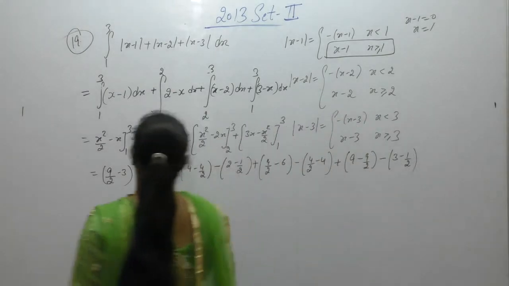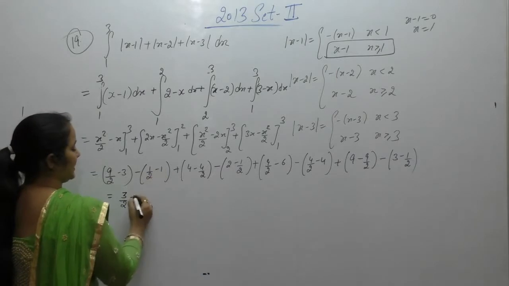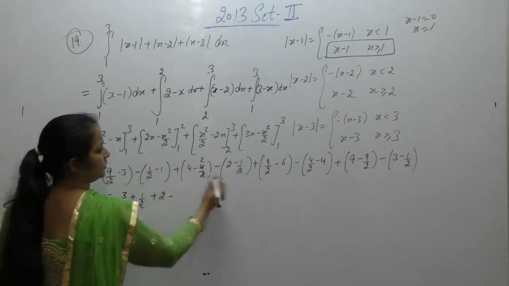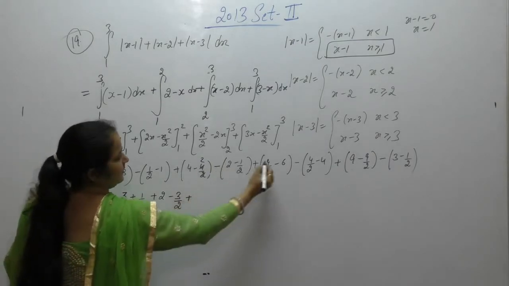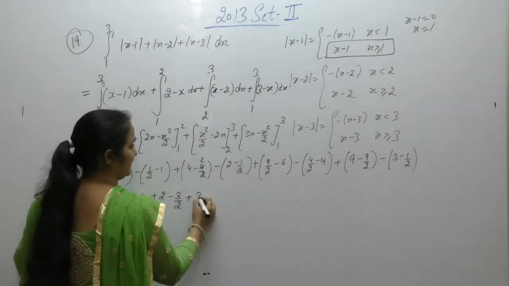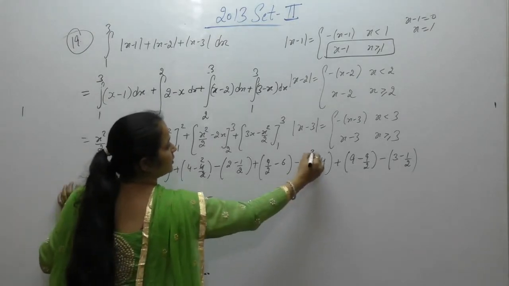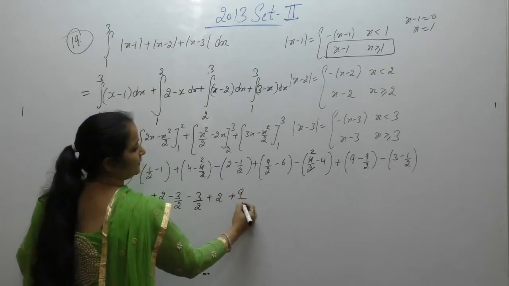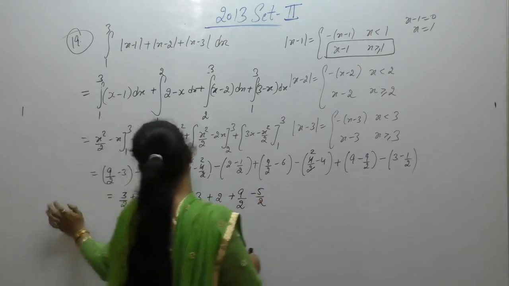Now solve the value. 3 into 2, 6, 9 minus 6, 3 by 2, minus half, minus minus plus, 4 minus 2, 4 minus 1, 3 by 2, plus 2 into 6, 12, minus 9, 3, so minus 3 by 2, 2 minus 4 minus 2, minus minus plus 2, 18 minus 9, 3 into 2, 6 minus 1.